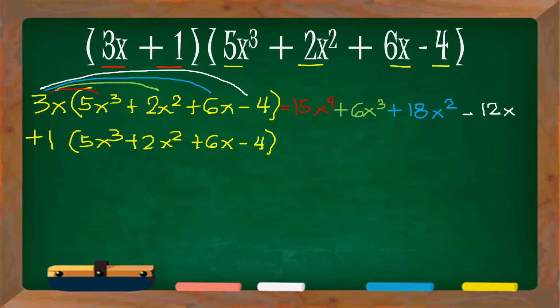So, dito, ang una is 5x to the third power. So, we will write it under the 6x to the third power. Kasi pareho silang to the third power. So, we have 5x to the third power, followed by 2x squared. So, pareho din silang x squared. Then, we have positive 6x, pareho din silang x. And then, negative 4 or minus 4.